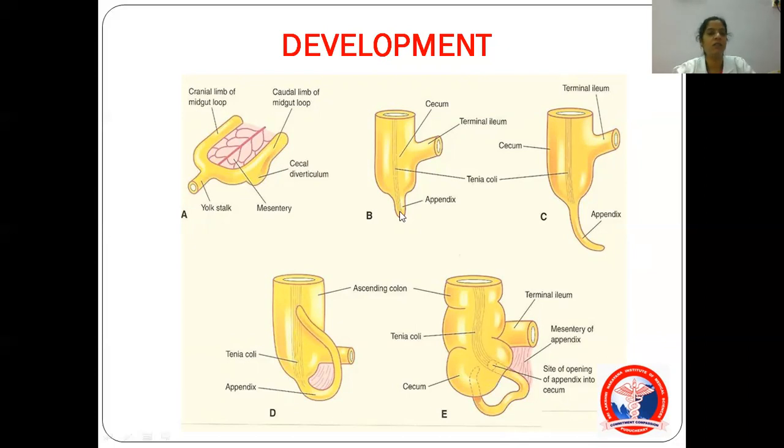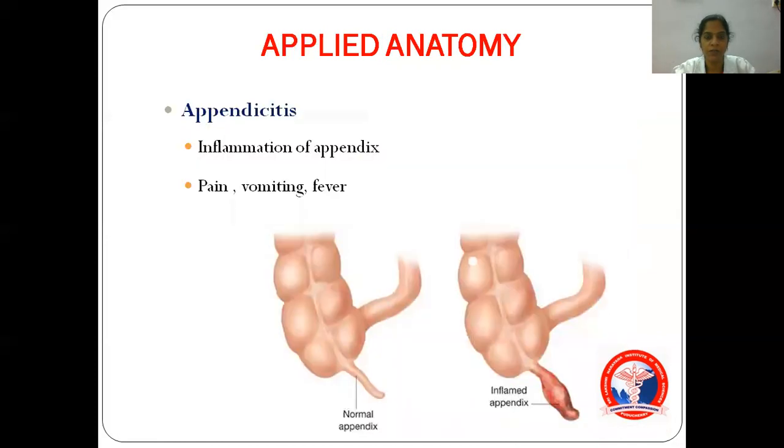So what is the development of cecum and appendix? It develops from the caudal limb of the midgut loop. Okay, so is it clear? Now we'll see the applied aspects in the midgut.